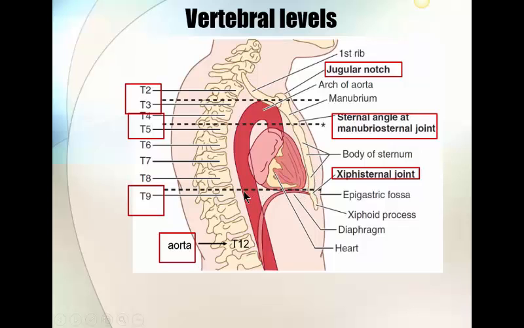The xiphisternal joint hits the 9th thoracic vertebra, and then the others which we saw, for example, the aorta passes behind the diaphragm at the level of T12. So some of these which are given here and in your notes are important for you to know.